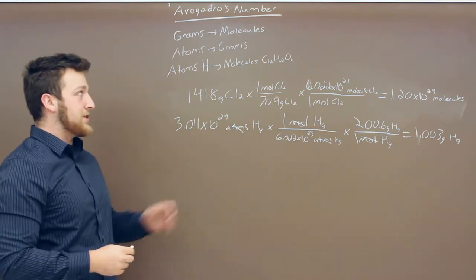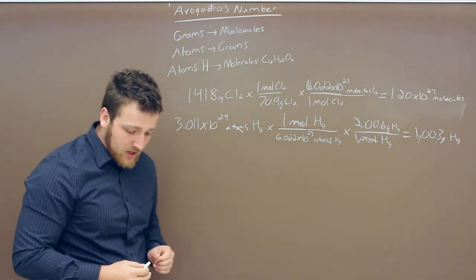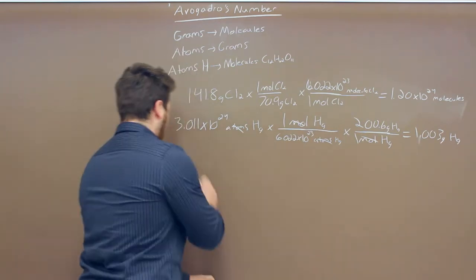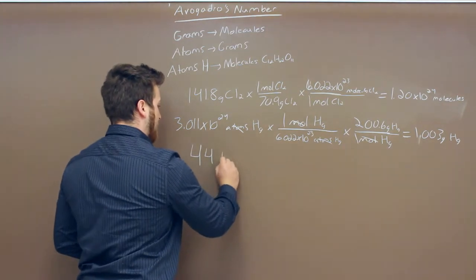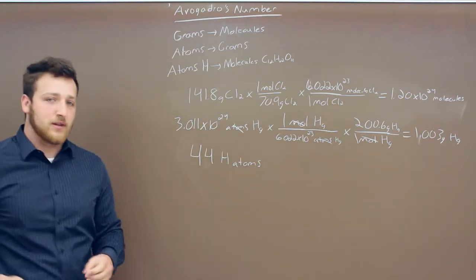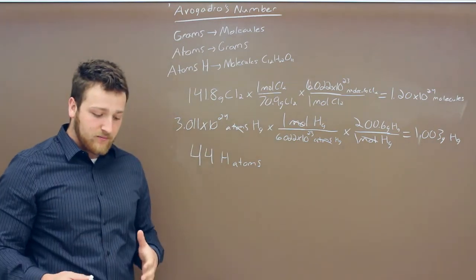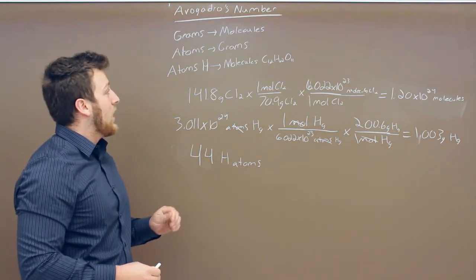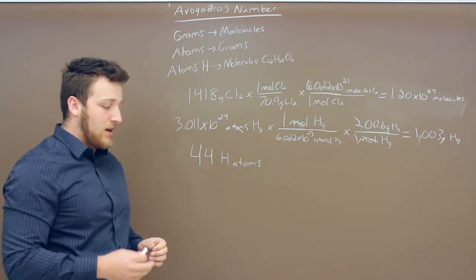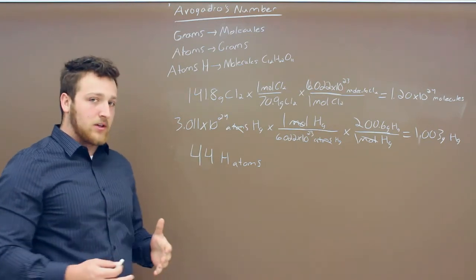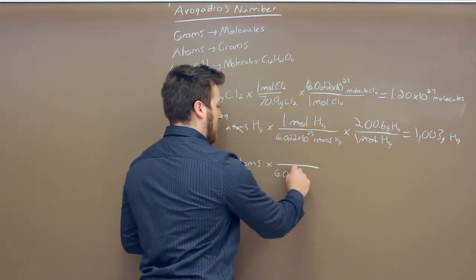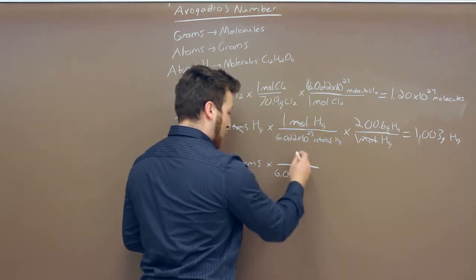In the last case, we're going to go from atoms of hydrogen and find how many molecules of sucrose, or C12H22O11, we can form. So starting with 44 hydrogen atoms, we will use Avogadro's number to divide the number of atoms to find the number of moles of hydrogen, use the mole conversion to find the number of moles of sucrose, and then again multiply by Avogadro's number to find the molecules of sucrose. So in the first step, cancel atoms by multiplying by the moles over Avogadro's number.